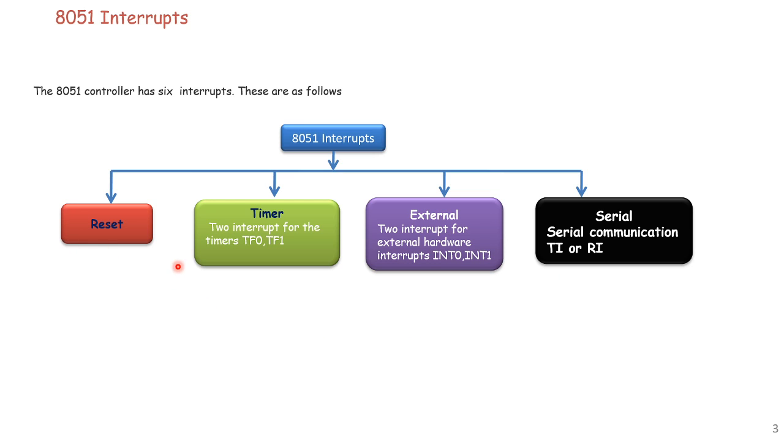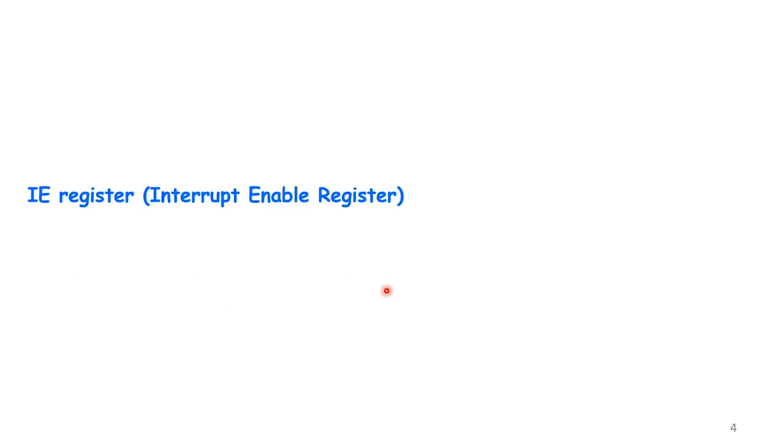To enable and disable all these interrupts, the 8051 uses special function registers. They are the interrupt enable register IE, the interrupt priority register IP, and the timer control register TCON. One by one we are going to discuss these registers in detail. The first one is the interrupt enable register, IE.